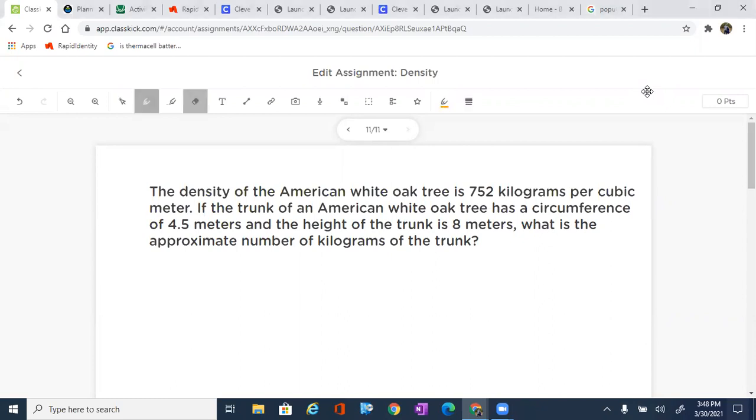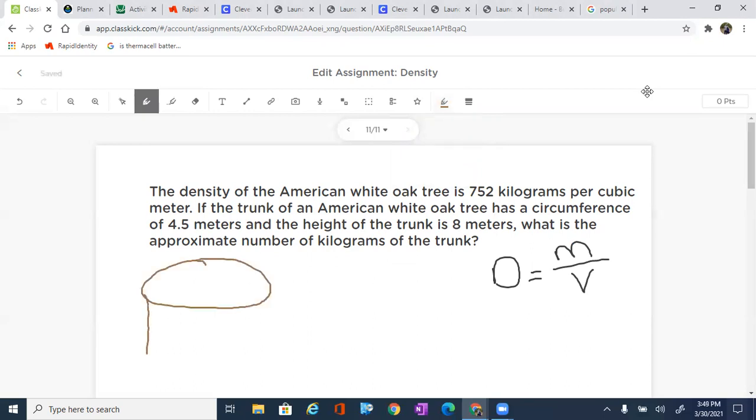Now, as soon as we hear that word or read that word density, let's go ahead and write down the formula for density so we know where we're at. Density equals mass divided by volume. And then I'm going to come over and draw a tree trunk. So let's assume that this tree trunk is cylindrical. One of the things that we know about this cylinder is that it's got a height of 8 meters and that it has a circumference, or distance around the tree, of 4.5 meters. That is the circumference, and that's going to be very important to pay attention to.